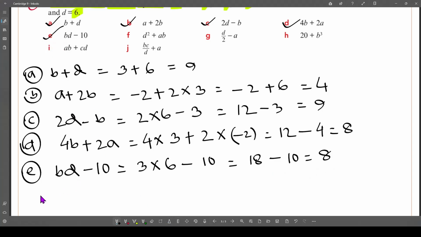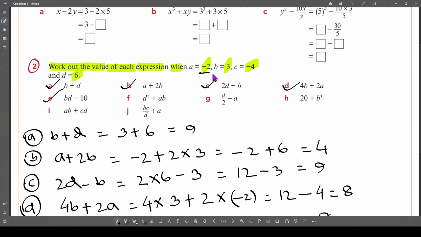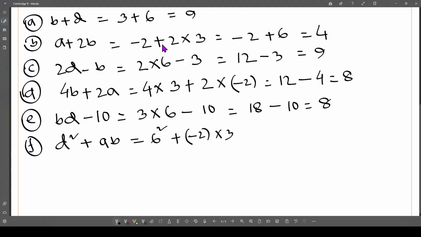Number E done. Then F, d square plus ab. d means 6, then square, plus a means minus 2, and b means 3. We can check: a means minus 2 and b is 3. So 6 square is 36, plus minus 2 times 3 is minus 6. So 36 minus 6 is 30.